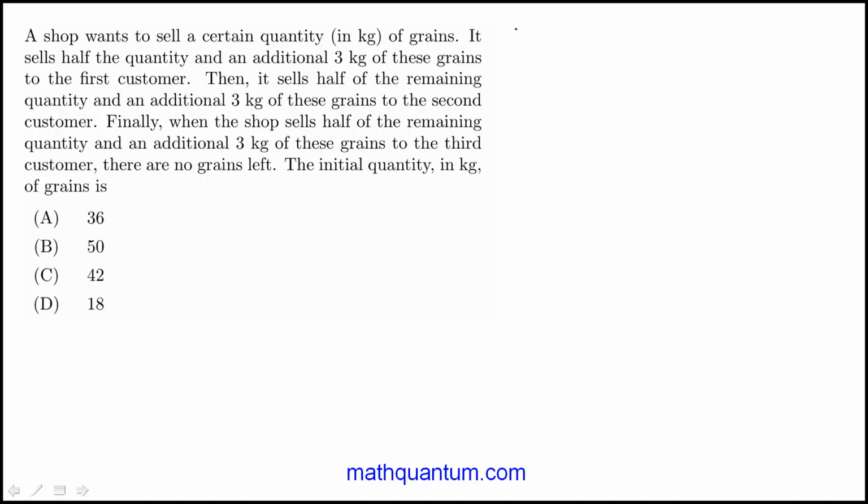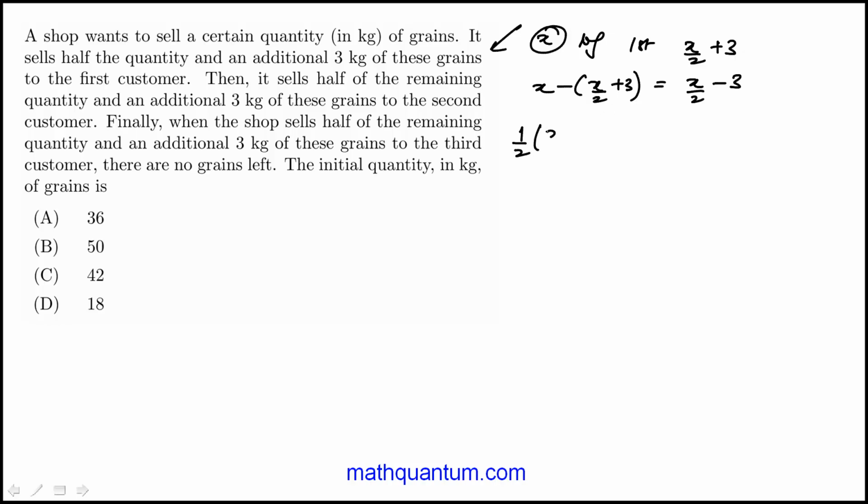So there are two ways to do this question. The first is you can just straight set it up using algebra, saying we start with X kilograms of grains and we sell to the first customer half of this plus 3 kilograms. That means that the amount left after selling to the first customer is that, and I can simplify that, X over 2 minus 3. And then we sell half of this remaining quantity, half of that, plus another 3 kilograms to the second customer.